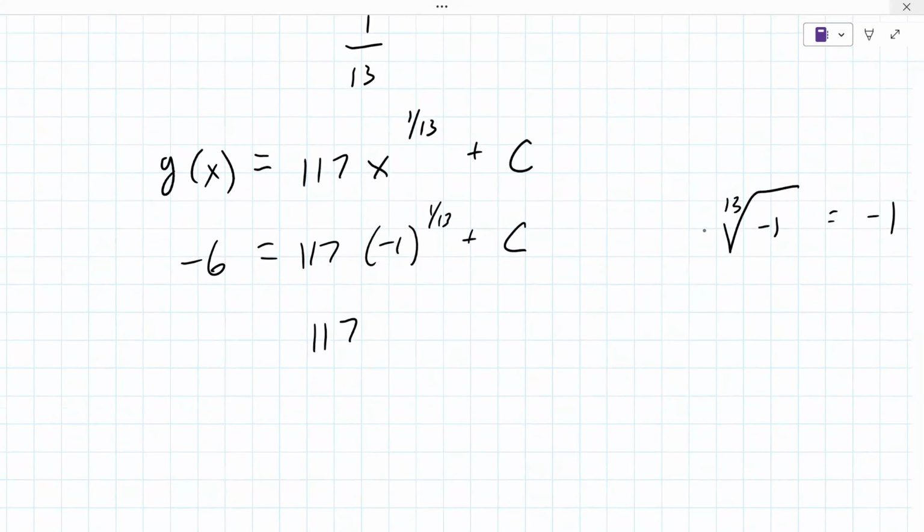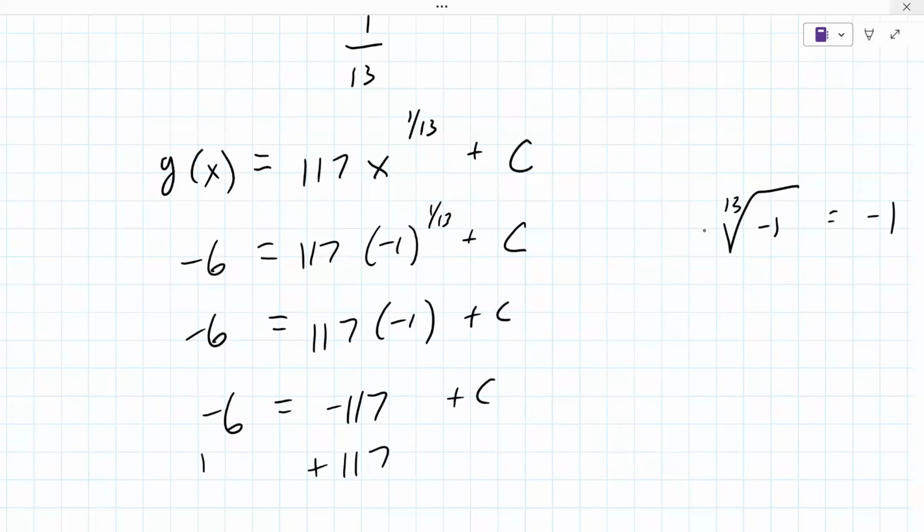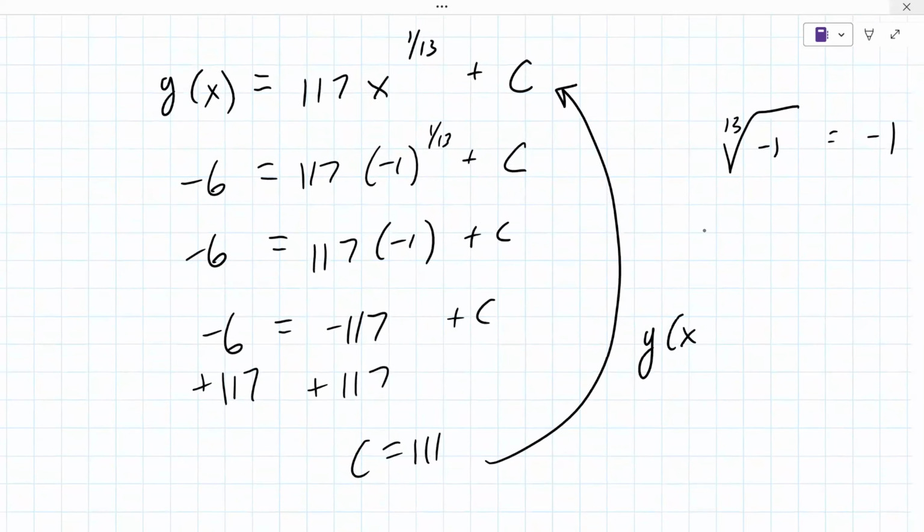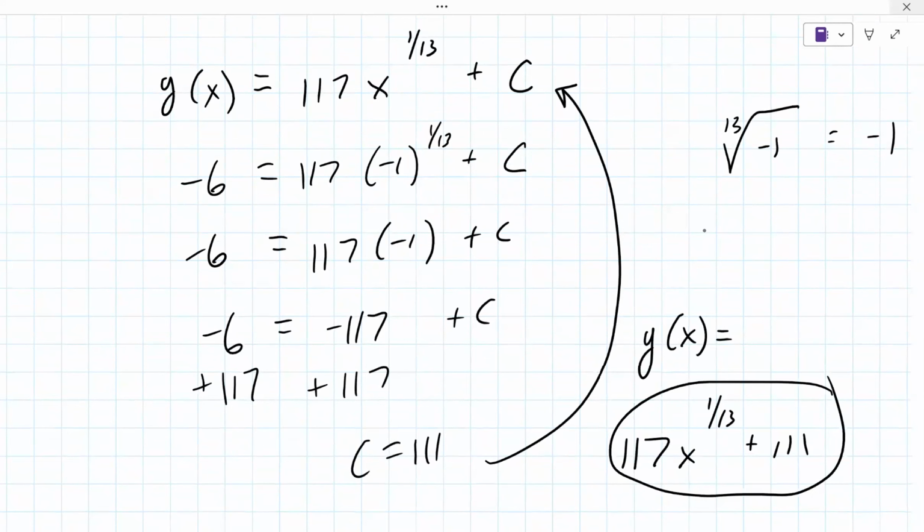So, and then you add that to the other side of the equation. So C equals 111. So your final answer, I guess you just need the part to the right of it, 117x^(1/13) plus 111, like that.